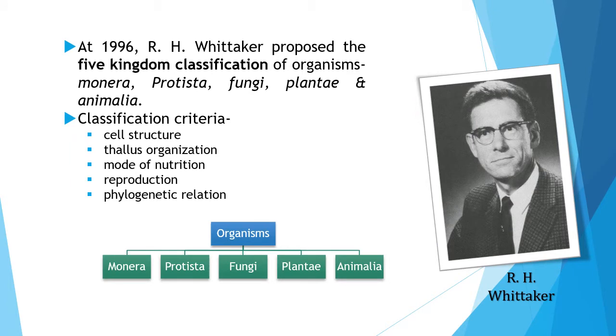In 1969, Robert Whittaker attempted a broader system of classification. He proposed the five-kingdom classification. He divided organisms into prokaryotic Monera and eukaryotic Protista, Fungi, Plantae, and Animalia. The main criteria used by him for classification were cell structure, thallus organization, mode of nutrition, reproduction, and phylogenetic relation. Let's now have a look about all the five kingdoms.